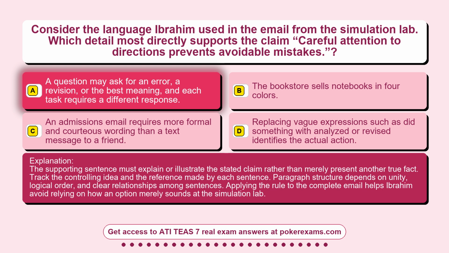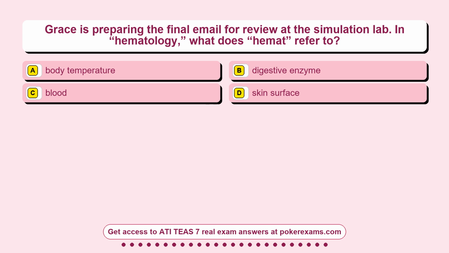Track the controlling idea and the reference made by each sentence. Paragraph structure depends on unity, logical order, and clear relationships among sentences. Applying the rule to the complete email helps Ibrahim avoid relying on how an option merely sounds at the simulation lab. Question 11. Grace is preparing the final email for review at the simulation lab.